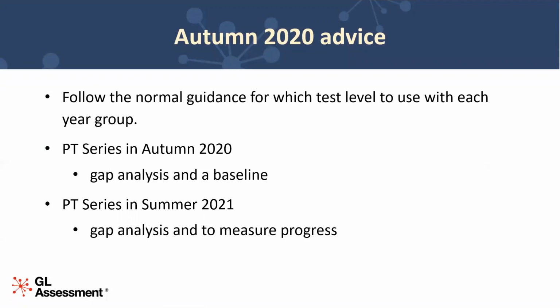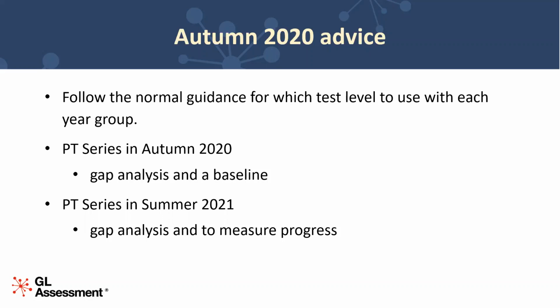In this rather unusual year, we advise that you should continue to follow the normal guidance on which test level to use with each year group. You'll find links in the final slide of follow-up support material. We recommend using your progress tests in both the autumn and summer terms. In autumn 2020, the progress test will have provided you with both a gap analysis, helping you to plan your curriculum support for all students, and a baseline from which to measure progress in summer 2021.